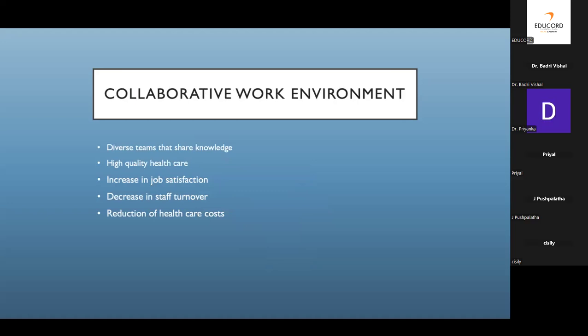Coming to having a collaborative work environment, diverse team that shares knowledge. A team who is having a collaborative work environment is having a diverse team that can share knowledge, high quality healthcare, increase in job satisfaction, decrease in staff turnover, and reduction in the healthcare cost are the factors which are required for a collaborative work environment. Okay, this is pretty easy. This is actually the reverse of what we were talking exactly before this slide.